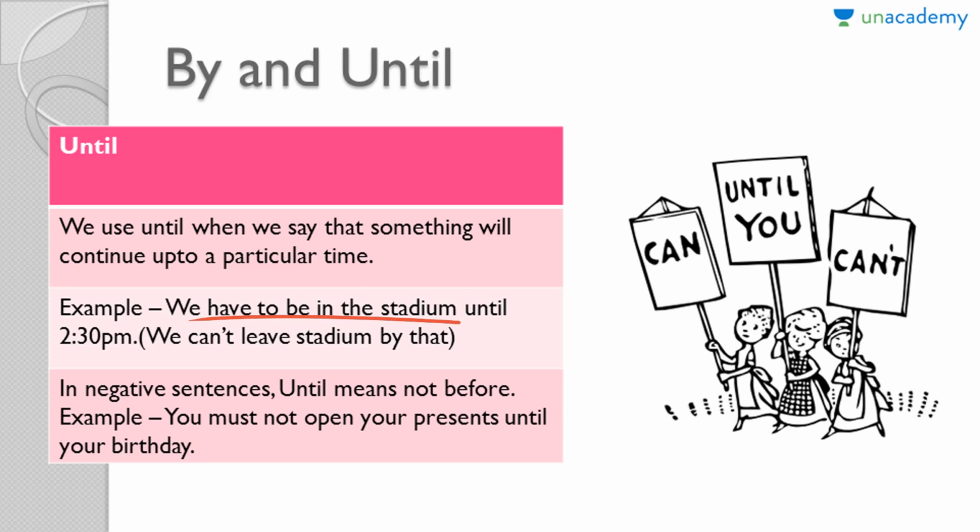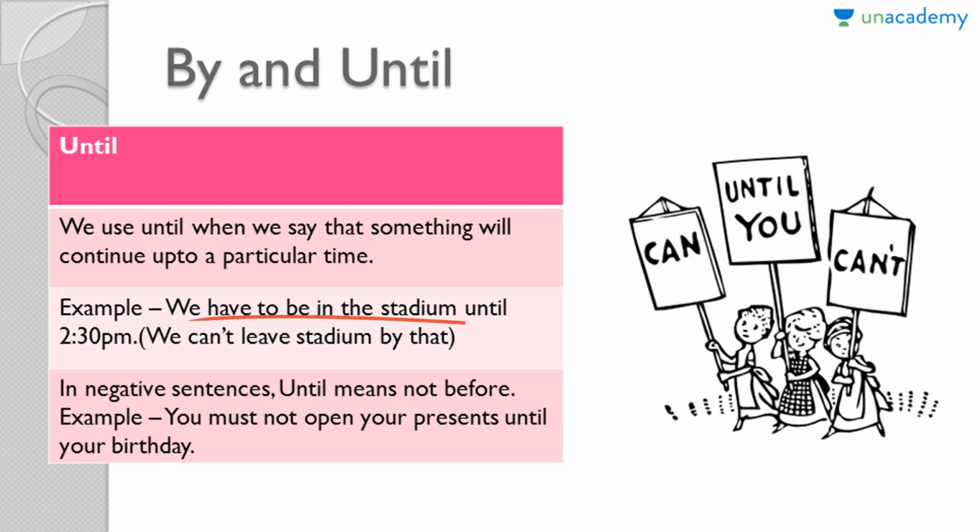When we are saying we have to be in the stadium until 2:30 p.m., it is conveying that you cannot leave the stadium before that time. That is how these meanings emerge. So we have to be in the stadium until 2:30 p.m. का ये मतलब है कि हमें स्टेडियम में 2:30 तक रहना है.